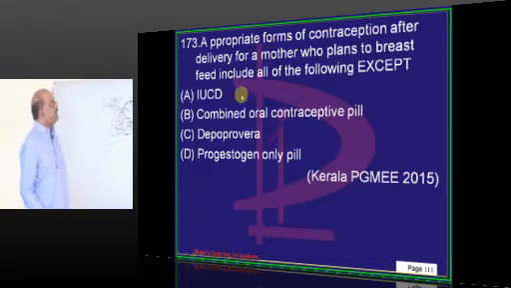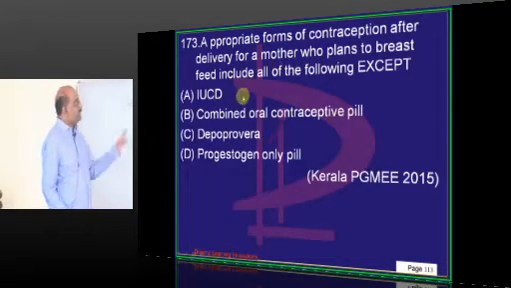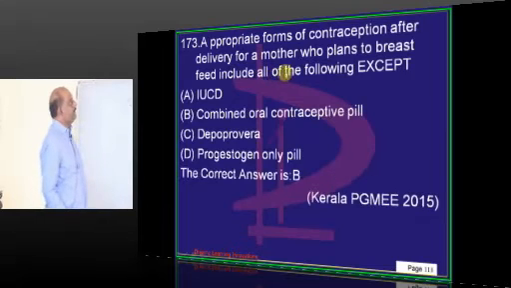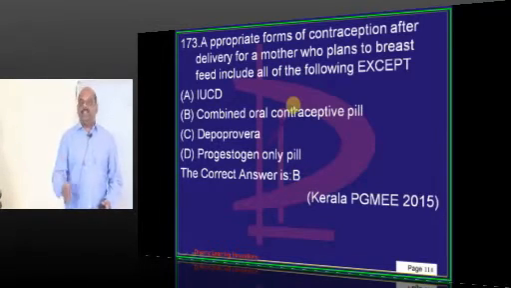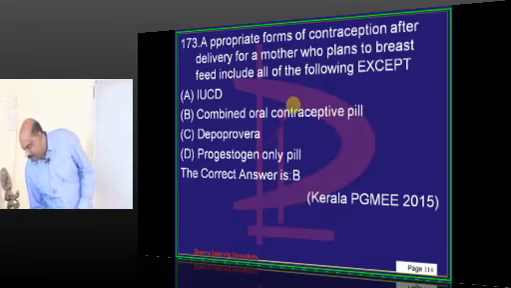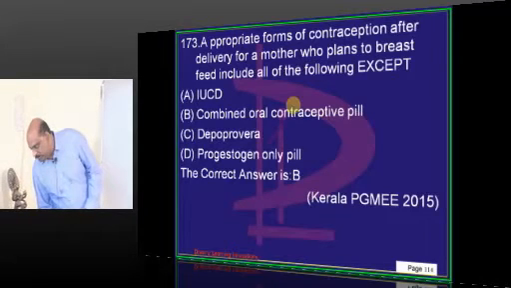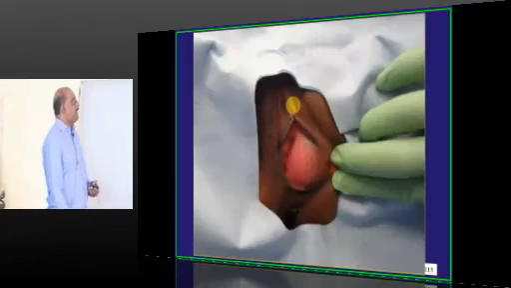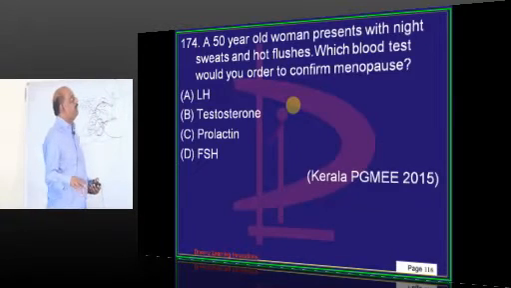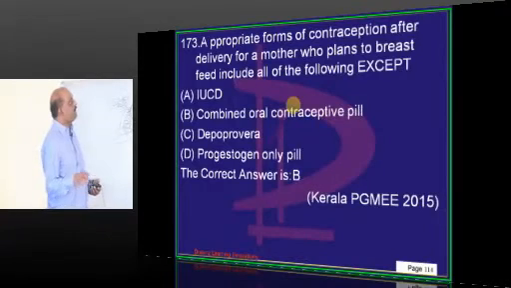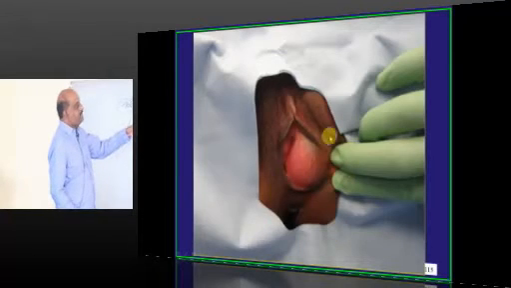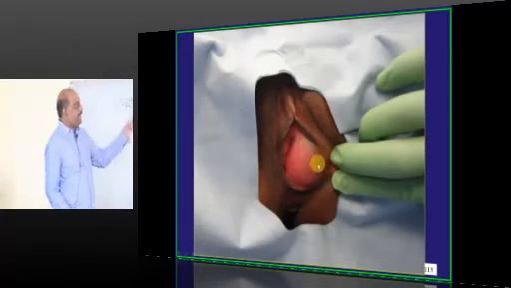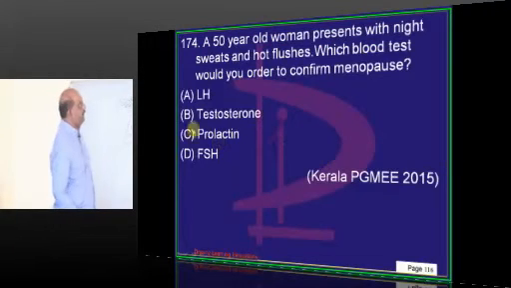So for contraception after delivery for a mother who plans to breastfeed, what will you use? You want to use something that doesn't interfere with the breastfeeding. That is the reason we don't use the combined oral contraceptive pill. This was the Bartholin's duct cyst which led to the pain at the time of intercourse. At most it can lead to pain due to the induration.